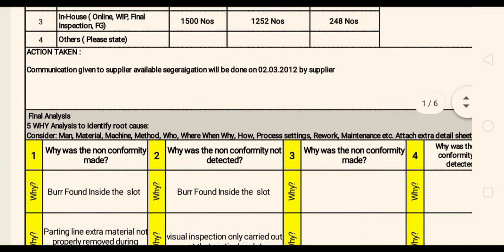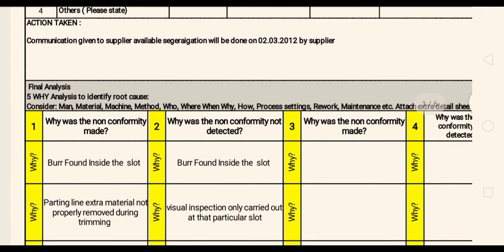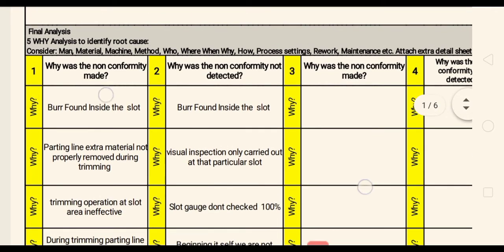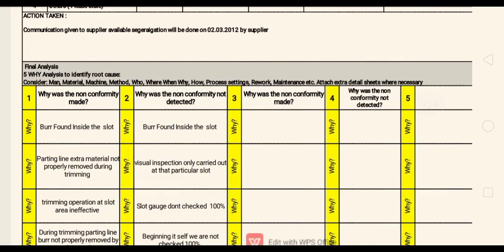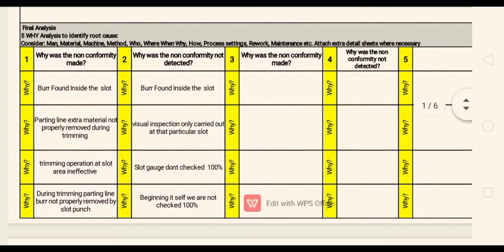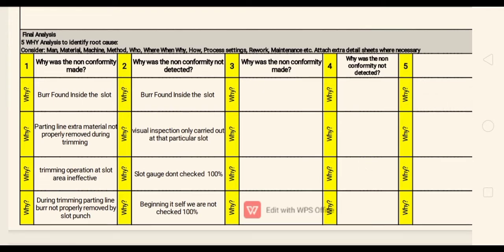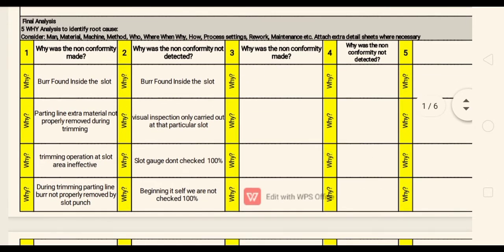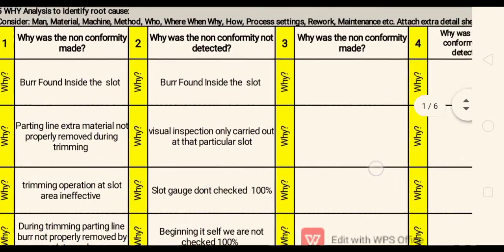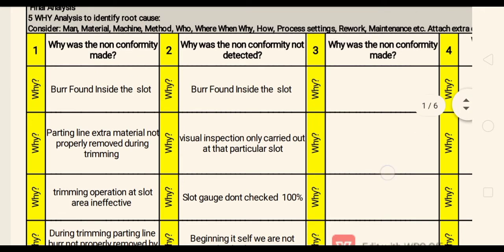Another one is the Why-Why analysis I told you about. After identifying the root cause, you have to explain it. The Why-Why analysis will have 4 Whys. You will have a reason: this is the problem, this is the cause for it. Why it happened due to that, you have to give every single explanation for the particular why. For example, there is a burr found in the slot. So why was it found?